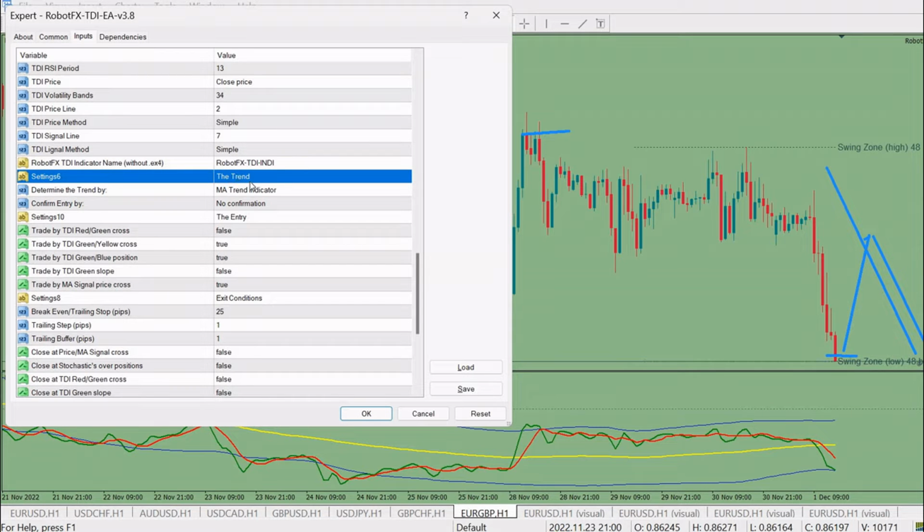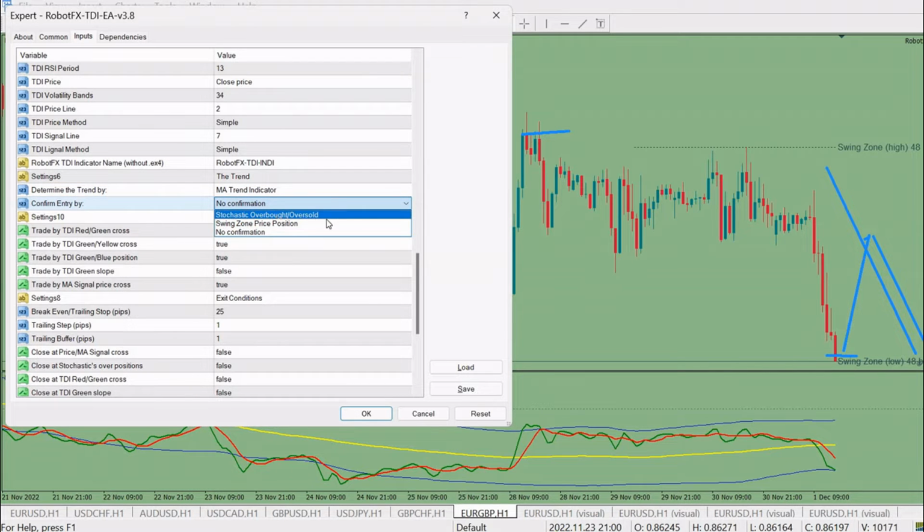Then we have the settings 6 that are about the trend and the confirmation. We already talked about the confirmation. We can confirm a valid signal by stochastic or the swing zone, and as a trend detector we can use the TDI yellow slope, which is basically the TDI trading strategy.